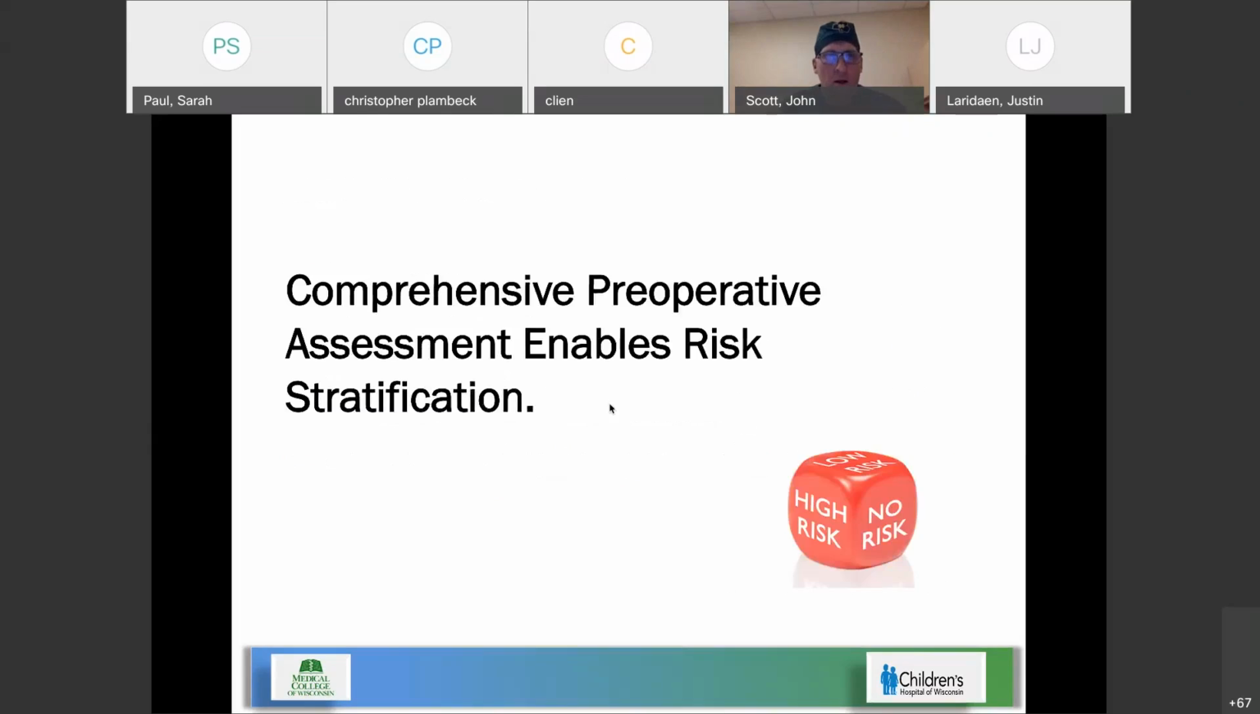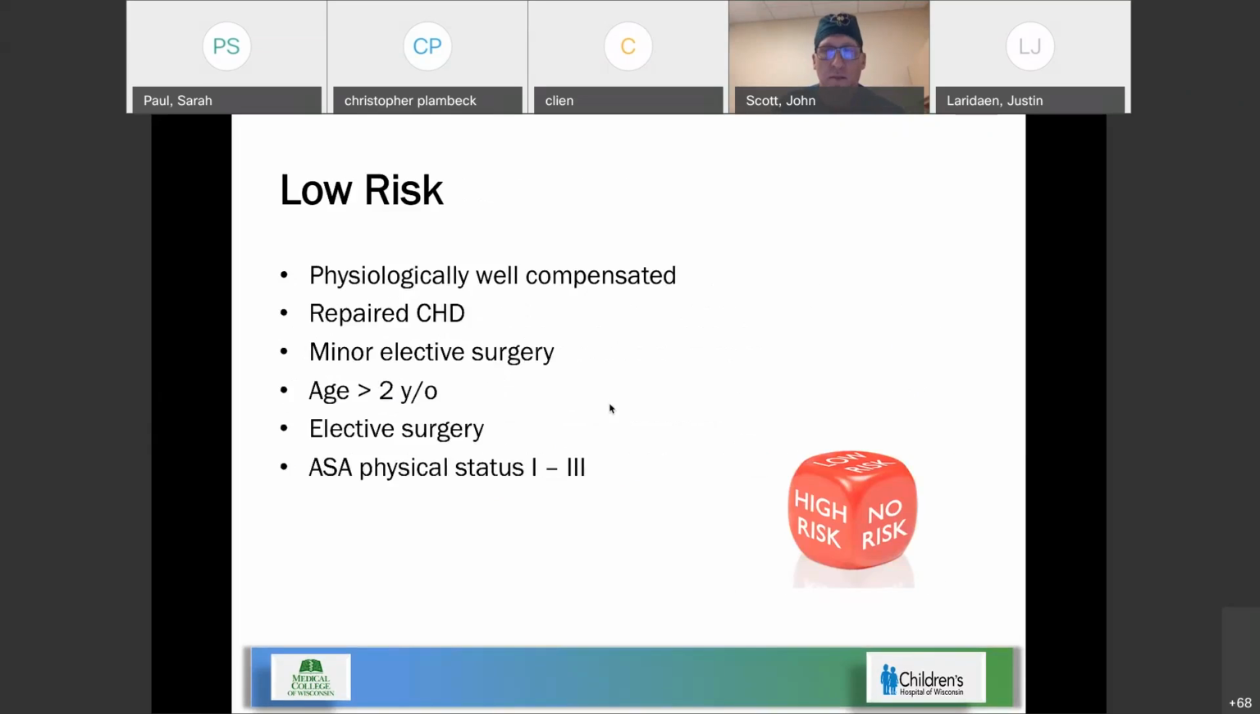So with that, we're able to generate a comprehensive perioperative risk assessment that allows for risk stratification. So the low-risk patient, based on what we just talked about, is a patient who's physiologically well compensated, has repaired congenital heart disease, is having a minor elective procedure, tends to be greater than 2 years of age, and has ASA physical status 1 to 3.